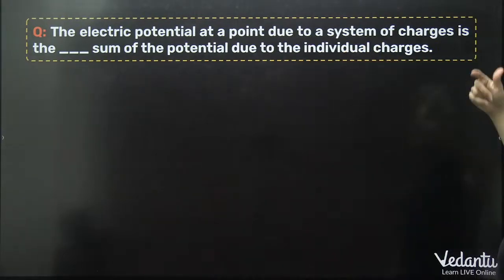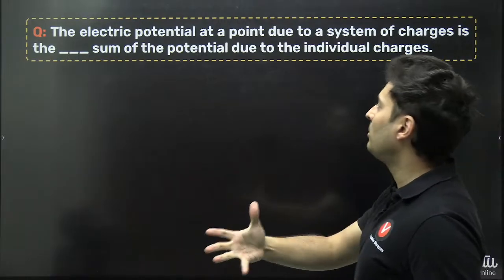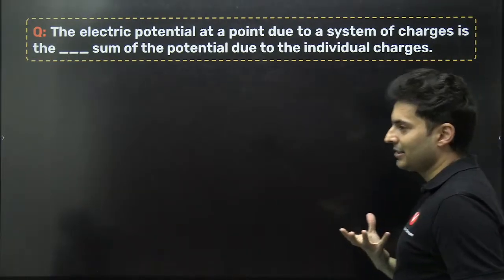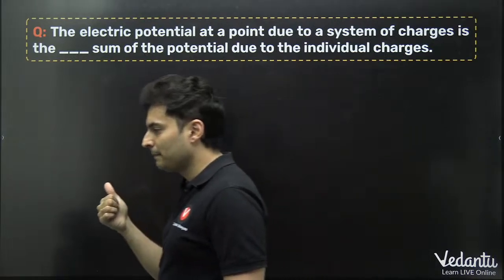Electric potential at a point due to a system of charges is the dash sum of the potential due to individual charges. What is the right word?